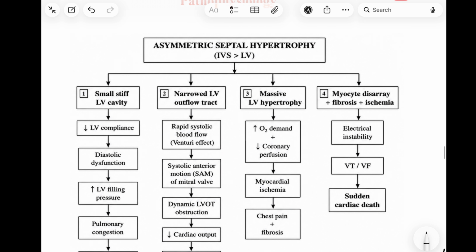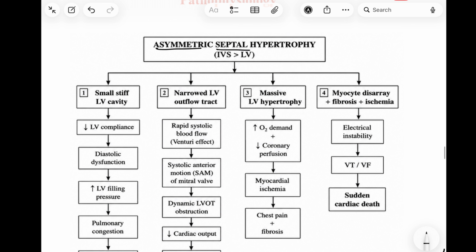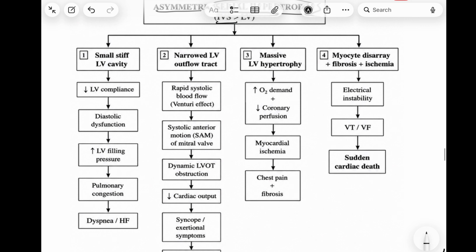So the pathology starts with the asymmetric septal hypertrophy, right? So interventricular septum having a more hypertrophy than left ventricle, right? This hypertrophy results into the small stiff LV cavity. What happened after this small stiff LV cavity is there is a decreased compliance. What do you mean by there is a decreased compliance? There is a decrease in change in volume with respect to change in pressure, right?